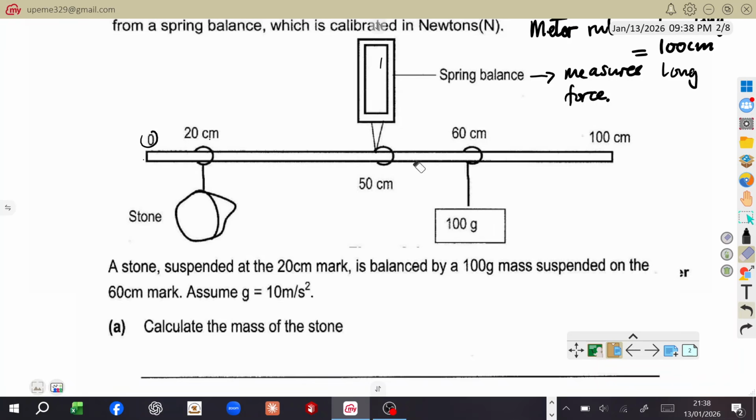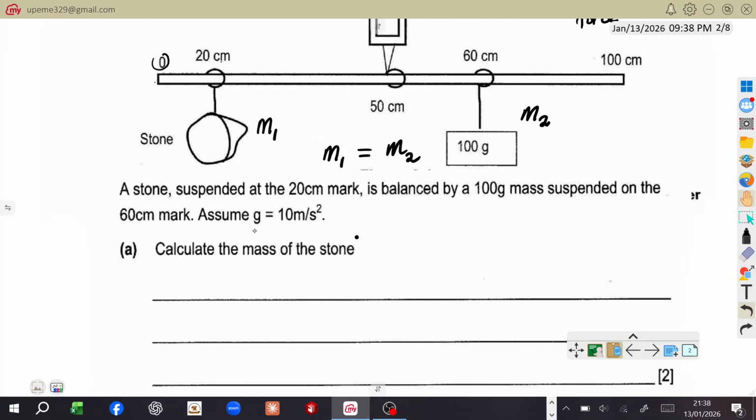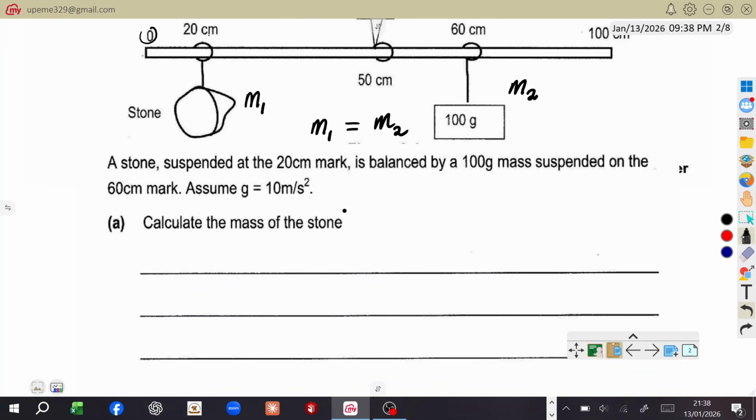So if these things are balanced, it means that the moment on the left, which we can say moment 1, is equal to the moment on the right, which is moment 2. So moment 1 and moment 2 are equal. Moment 1 is equal to moment 2. Okay?